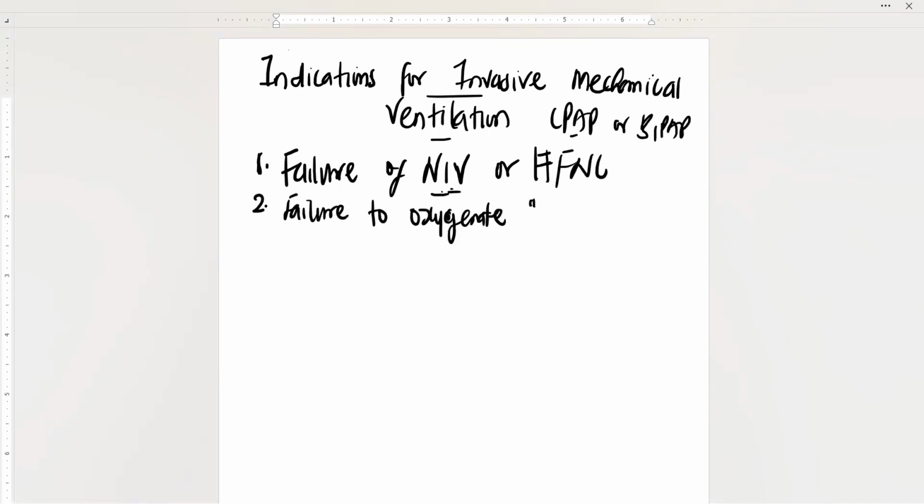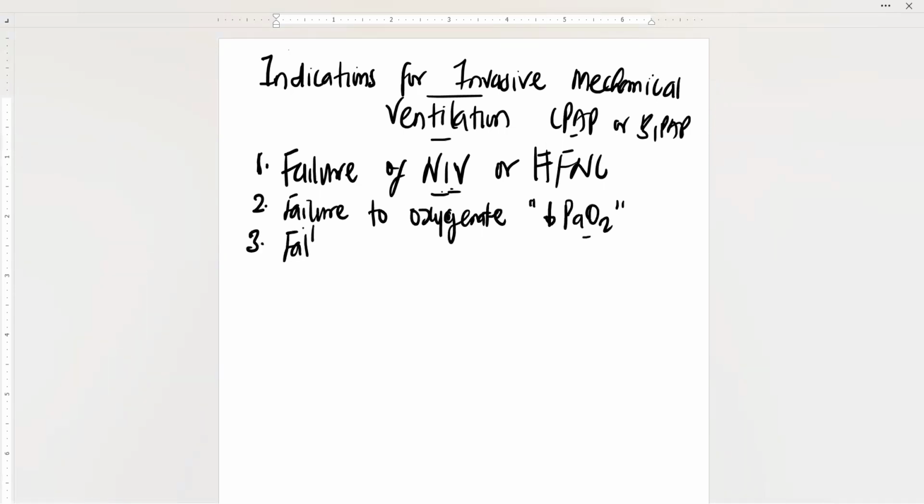And this could be evidenced by what we call hypoxemia. Hypoxemia is basically decreasing partial pressure of oxygen in the plasma. So if somebody has failure to oxygenate, that could be another indication. And the things that could cause failure to oxygenate include maybe progressive pneumonia, pulmonary edema, acute respiratory distress syndrome, or somebody who has pulmonary emboli.